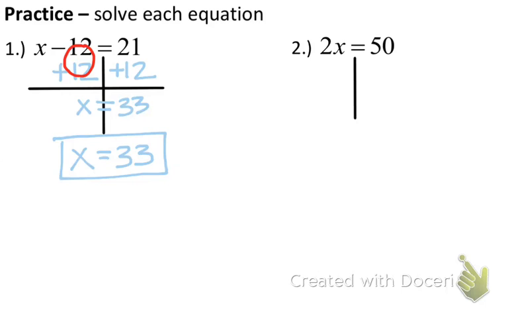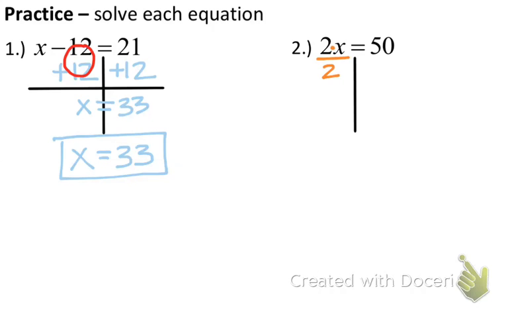Let's try another problem. In number 2, we have 2x is equal to 50. I drew a line from the equal sign to again make sure that I'm following my properties of equality. Before I start, I want to make sure I know how this 2 is attached to the x, because in order to be doing my inverse operations, I need to know the initial operation being done. 2 is being multiplied by x. So in order to figure out how to get x by itself, I'm going to be dividing by 2, because now I'm using the multiplicative inverse.